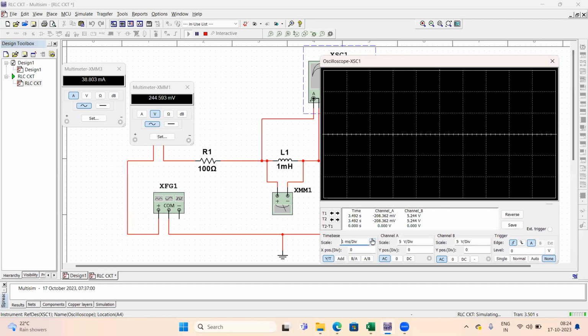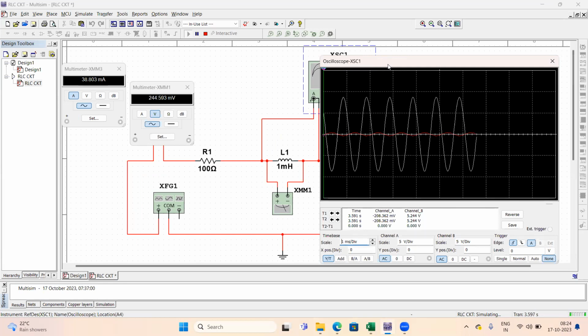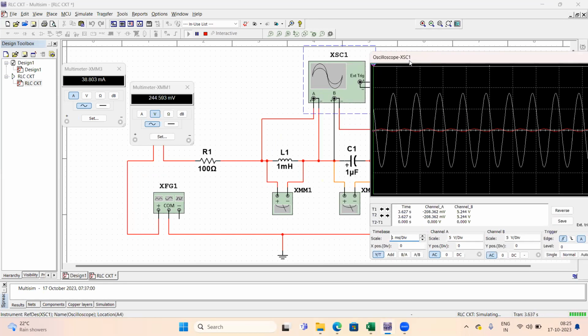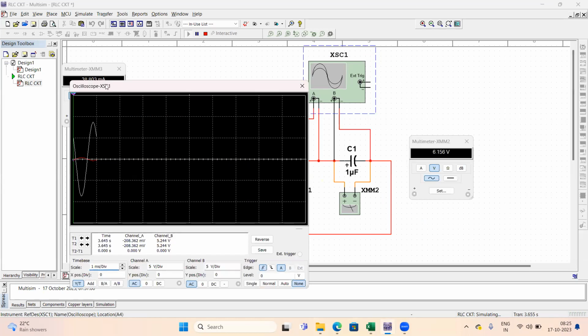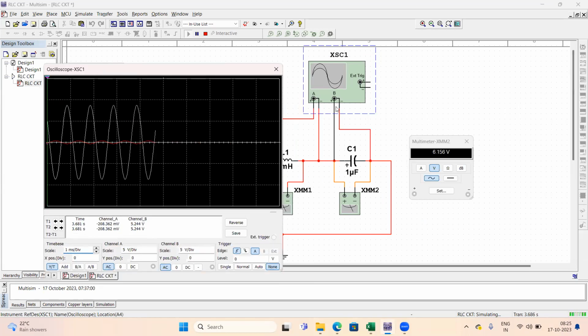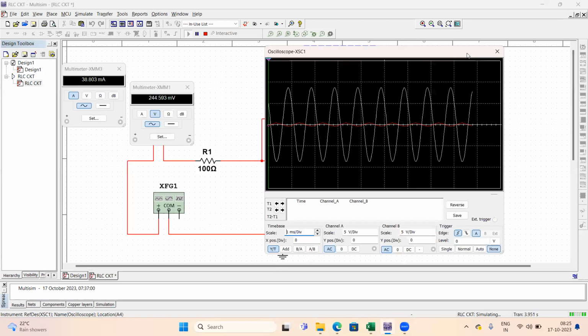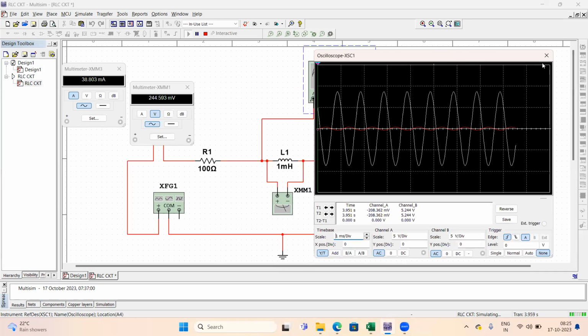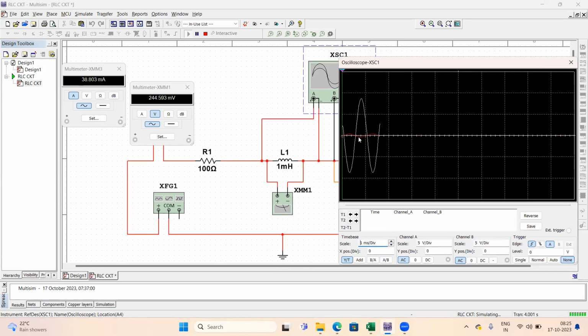Here you must be able to see there is a red signal and one white color signal. This white waveform is the voltage waveform across your capacitor. We have connected the voltage across the capacitor to channel B, and it is coming in white color. In channel A, the voltage across the inductor has been connected, so it is coming out as red color.